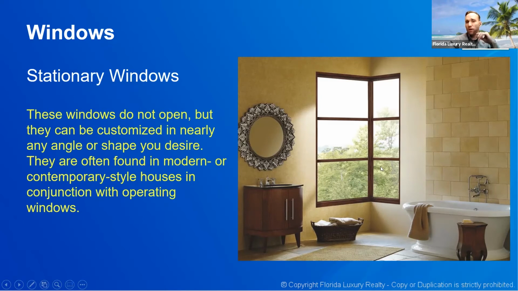So I actually have one of these in my dining room, or I guess my breakfast room. It is two giant panes of glass that actually come together in the corner. So there's no framing, there's no lines in the middle of the window. It is two solid sheets of glass that come together in a corner to make this stationary, like, picture window to look out over the back patio and the lanai. They are found mostly in contemporary style homes, and they may be in conjunction with operating windows.